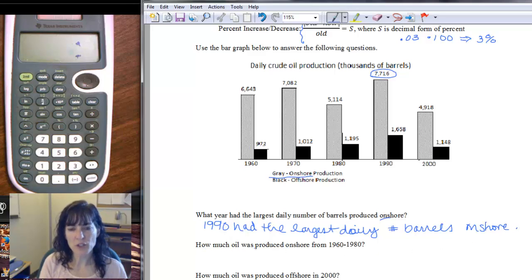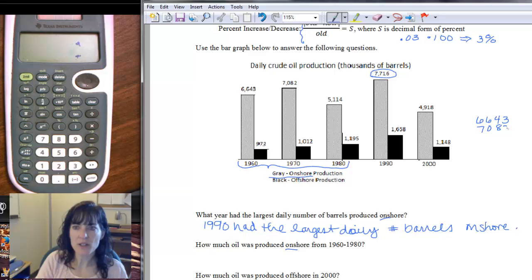Okay, how much oil was produced onshore from 1960 to 1980? So we're talking about these 3 columns. And we want onshore again, so we're still looking at the gray bars. So we want to add up all of the daily crude oil production. And so for this one we have 6,643, 7,082, and 7,716. So I'll just add all those.